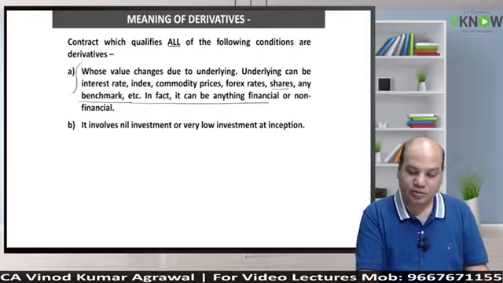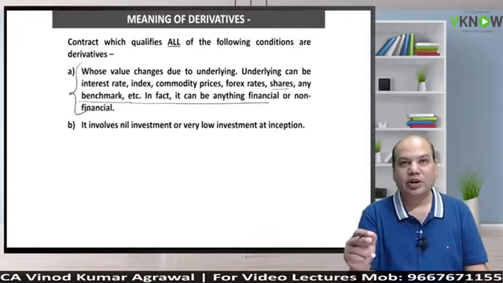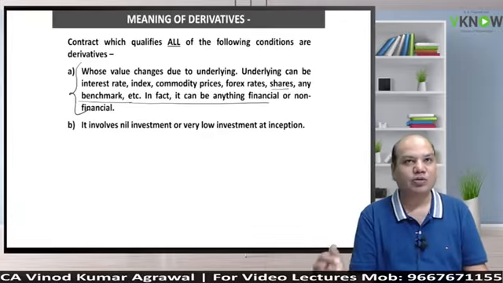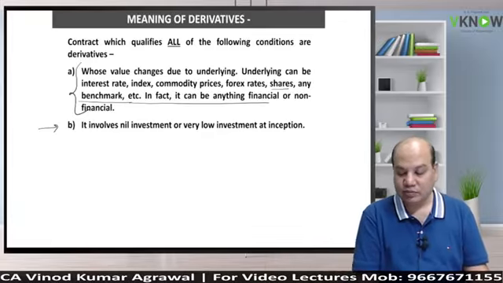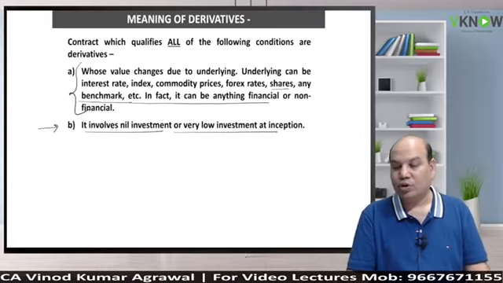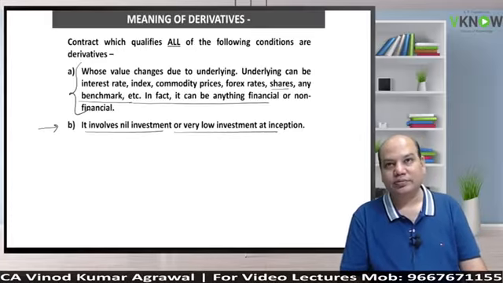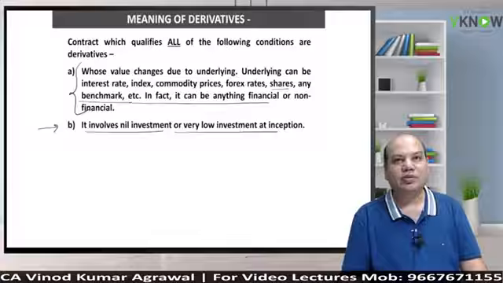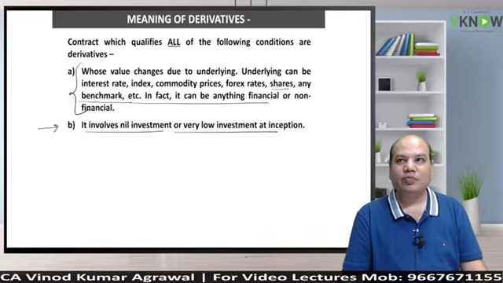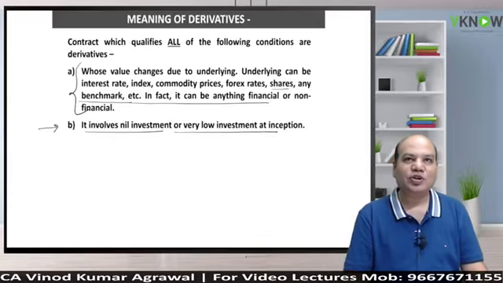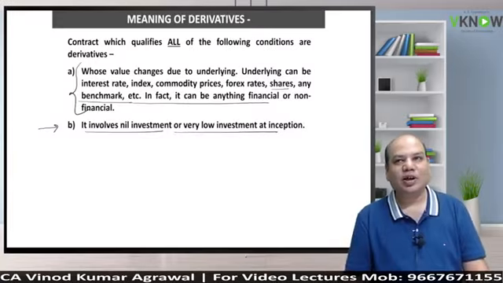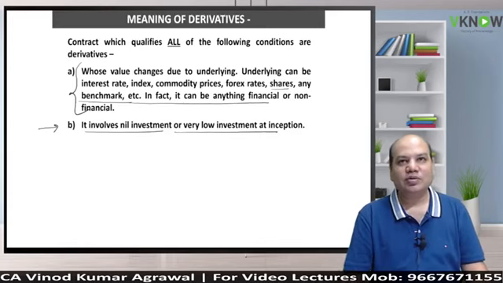So first, there must be an underlying. The value of the derivative changes as the value of the underlying changes. Second thing, it requires zero investment or very small investment at inception. Like a forward contract, you and your friend enter into a forward contract: if Sensex goes above 60,000 points, I will pay you 10,000 rupees. That's a forward contract. No investment was involved today.